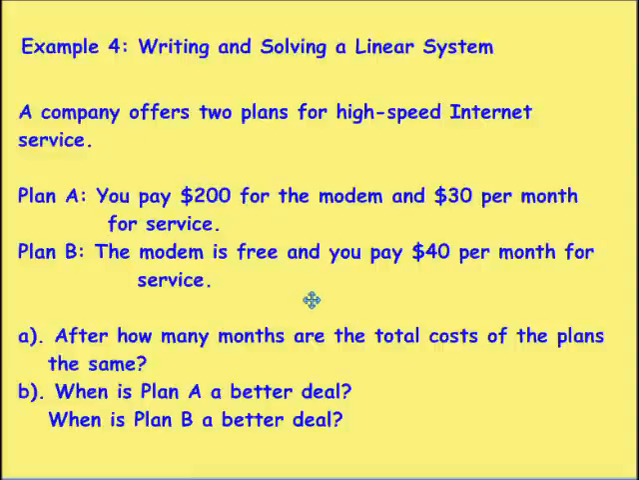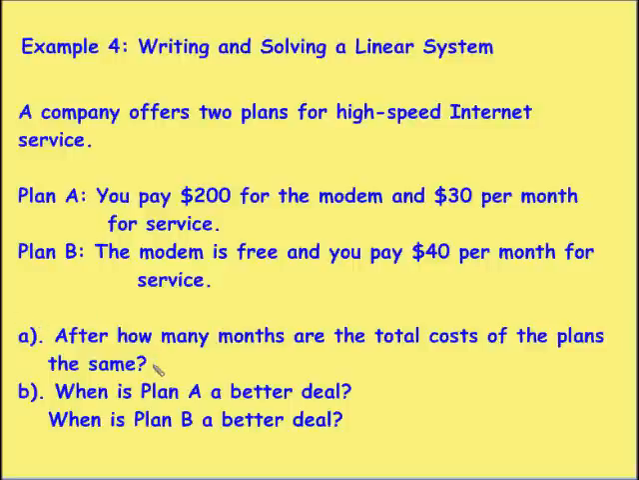All right, so our last example is going to ask us to write and solve a linear system from a word problem. We have a company that's offering 2 plans for high-speed internet service. If you take plan A, you pay $200 for the modem, but then each month will only cost you $30. If you do plan B, the modem is free, and this time you pay $40 per month for the service. So it says, after how many months are the total costs of the plans the same?